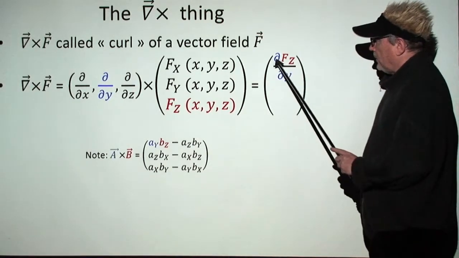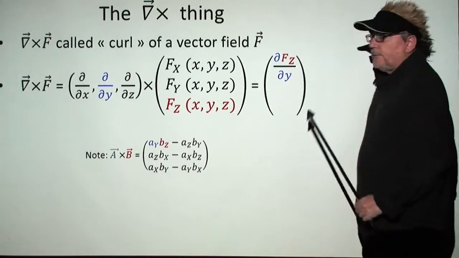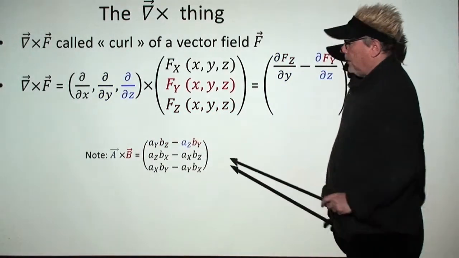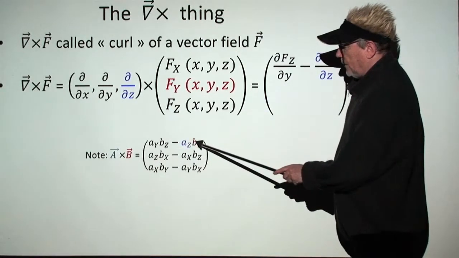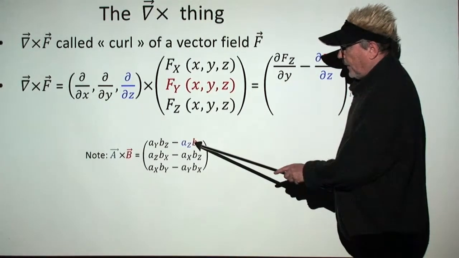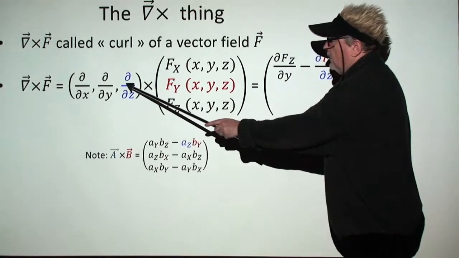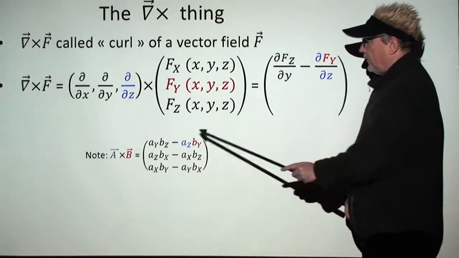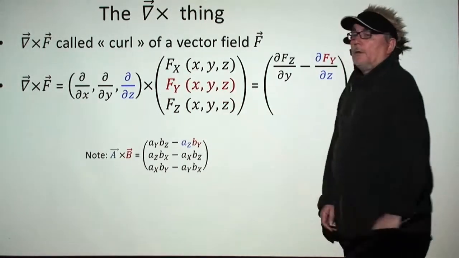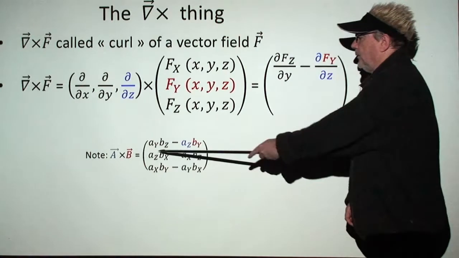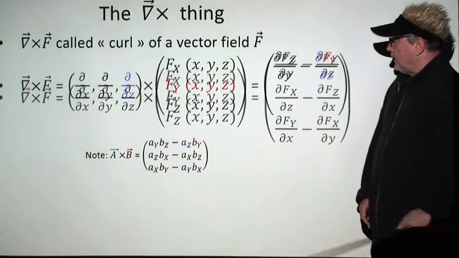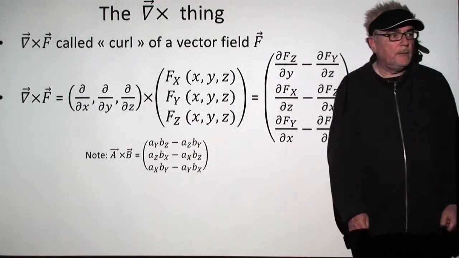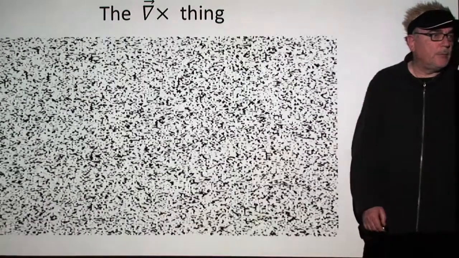Okay, so that's partial of Fz relative to dy, minus the third coordinate of the first vector multiplied by the second coordinate of the second vector. So that's d over dz of Fy. So that's what we do here. That gives you the first coordinate of the curl. And using the same principle, you get this result here. Now let's see how that's translated in an example.